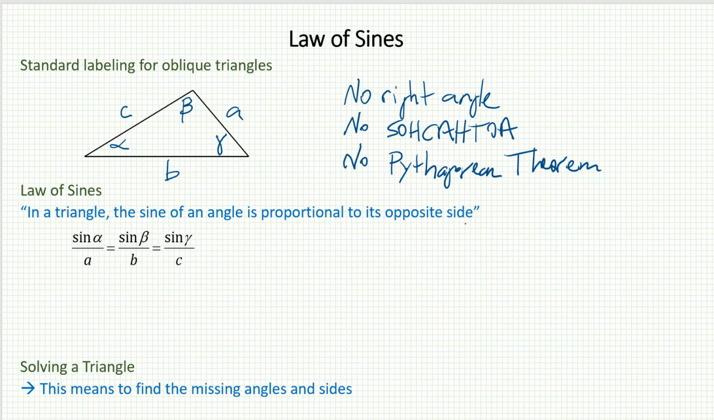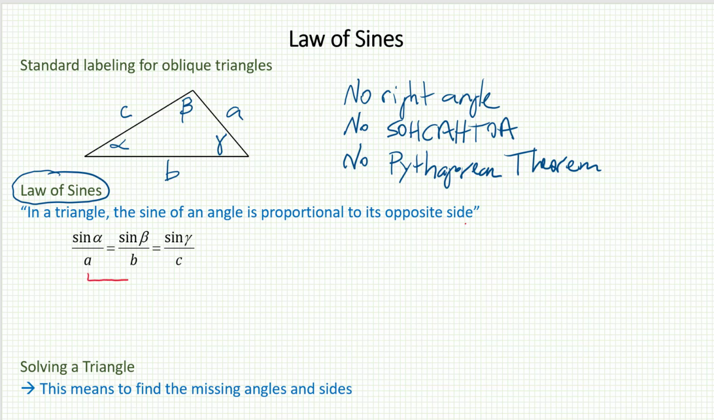The first tool that we're going to learn about right now is called the law of sines. In words, it says that in any triangle, the sine of an angle is proportional to its opposite side. Here's what that means. If you form the ratio of the sine of an angle with its opposite side, notice that I've got sine alpha paired here with its opposite side a. If you form that ratio, you'll get the same answer no matter which angle side pair you happen to be using. Do you see that this is in fact three equations in one?